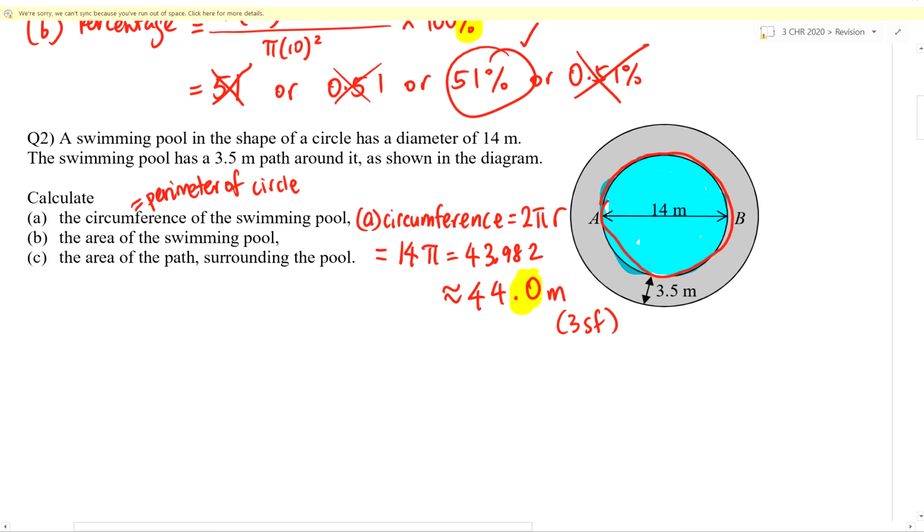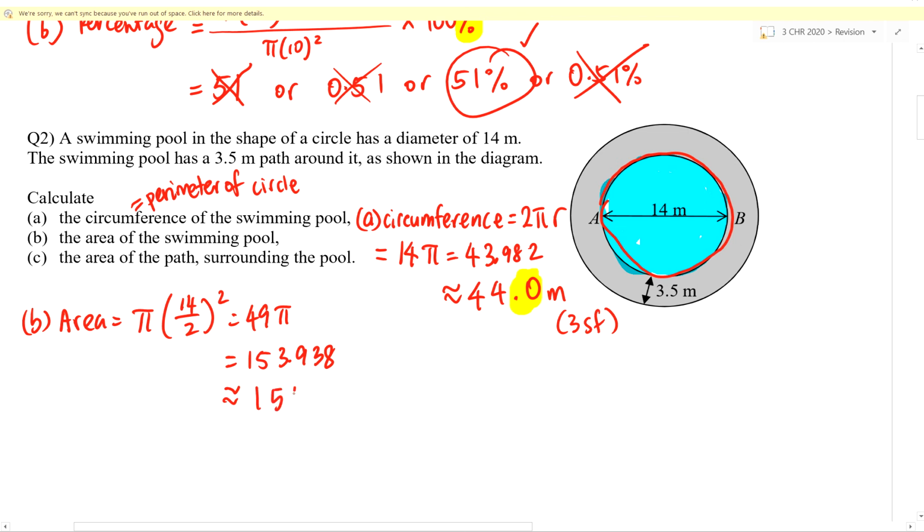So next, calculate the area of the swimming pool. After we have shaded it, I think it's quite clear. Part B, area is pi radius, 14 over 2, squared. So this is actually 49 pi. Calculator will give us the value again. 153.938. So round off to 3 SF again. 154 square meters.